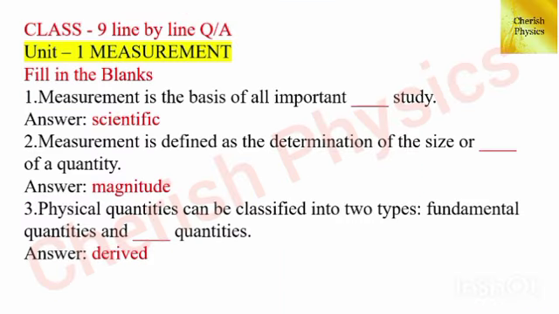First question, measurement is the basis of all important dash study. The answer is scientific study. Second question, measurement is defined as the determination of the size or dash of a quantity. The answer is magnitude. Third question, physical quantities can be classified into two types, fundamental quantities and dash quantities. The answer is derived quantities.